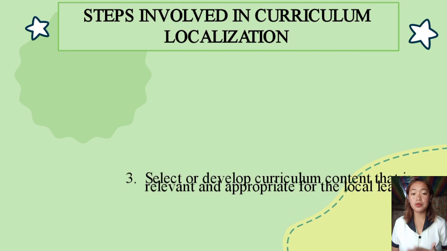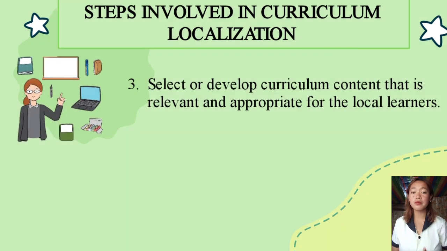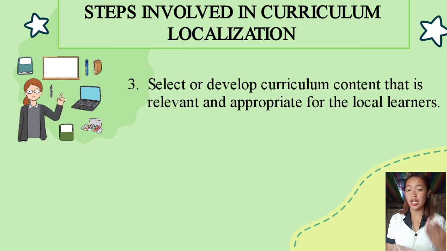The third step is to select or develop curriculum content that is relevant and appropriate for the local learners. As a future educator, before the teacher delivers his or her content in the classroom, it is important to check if the content is appropriate in that certain location.